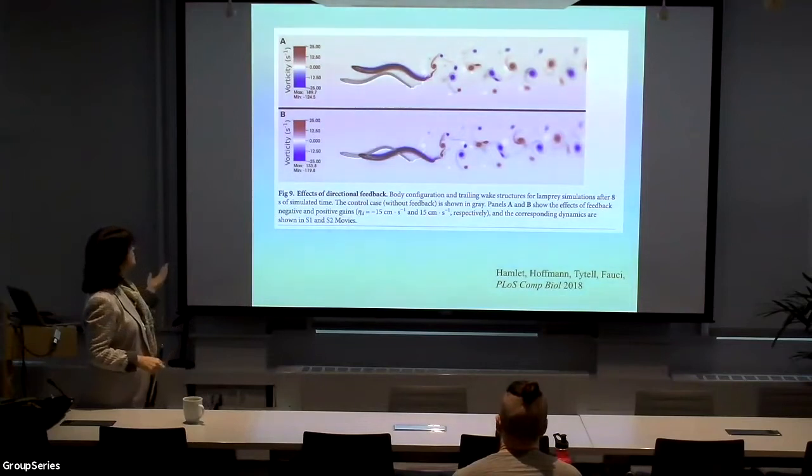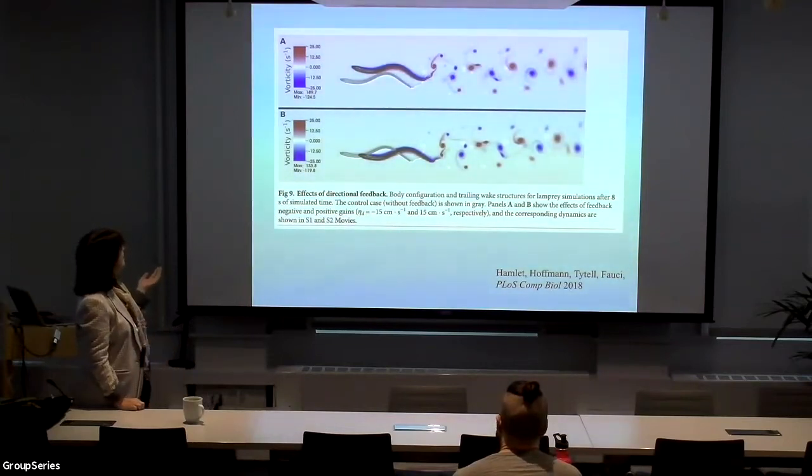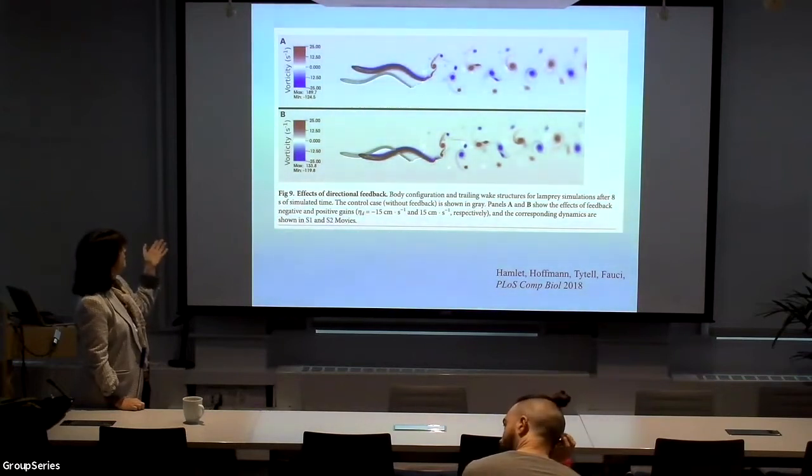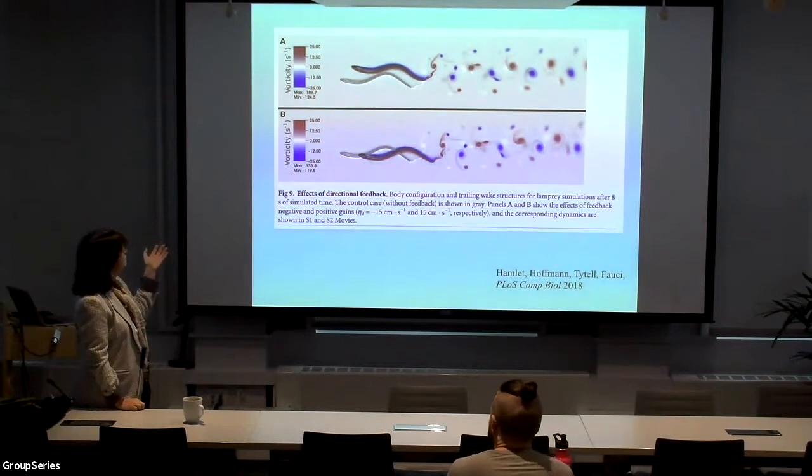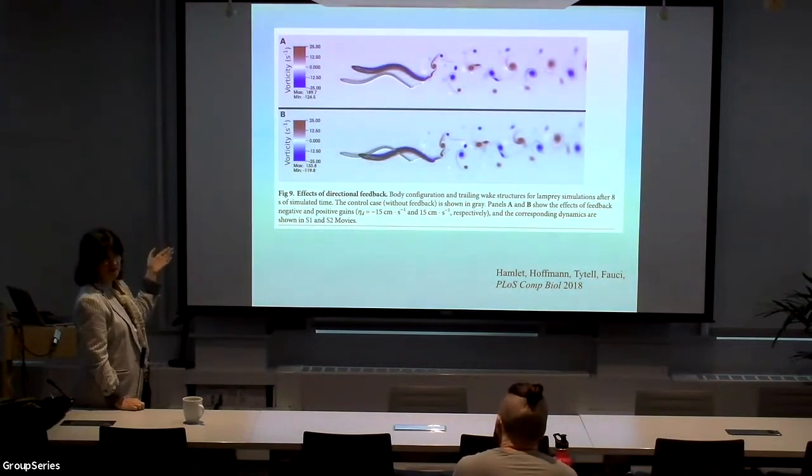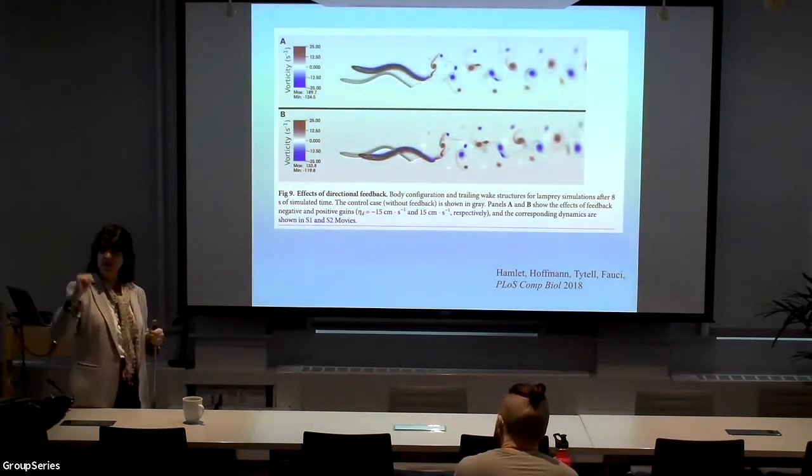In the other two, I don't remember which is positive or negative, one thing that you should see as well is that everything looks pretty much the same. The ones with positive feedback, negative feedback, the body shape doesn't look that much different. They do swim more slowly, yes?